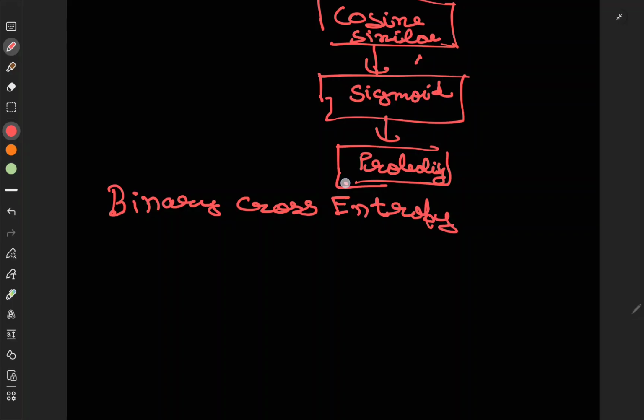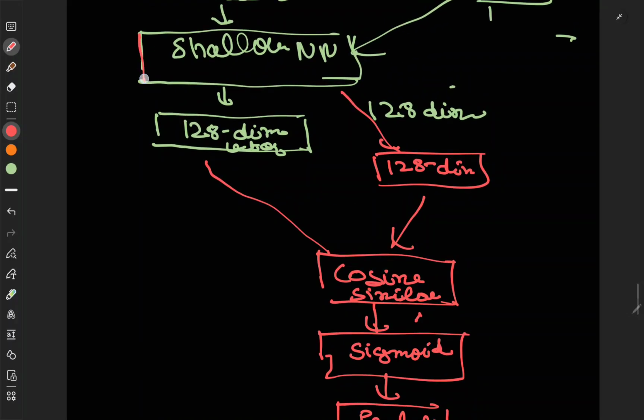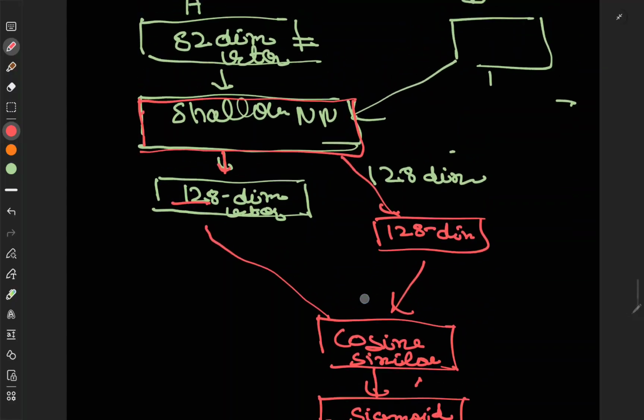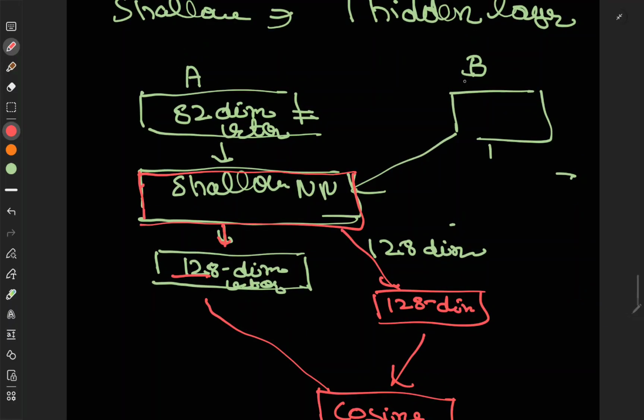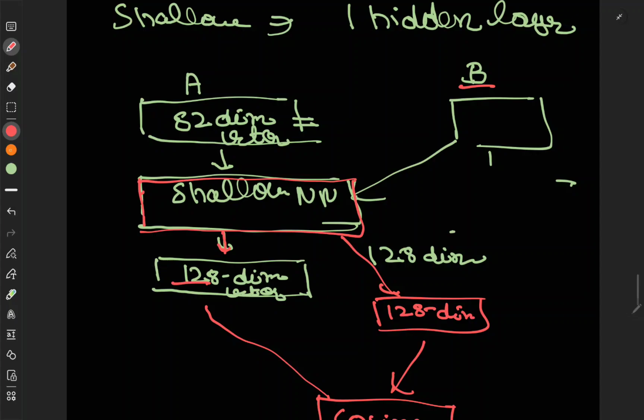Once we get this probability score, we apply binary cross entropy to update the weights of this shallow neural network. And once the weights are updated, this one dimensional 128 dim vector would be automatically updated for A. And similarly, it would be done for B as well. So this is how our model will look.